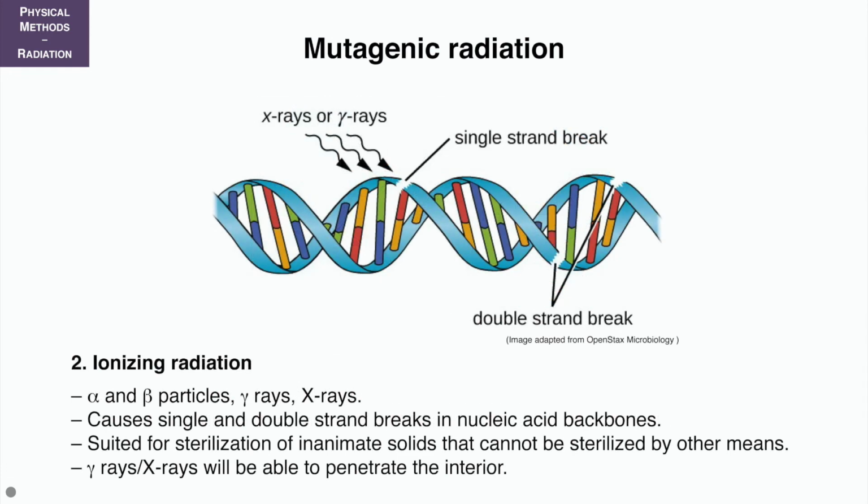Ionizing radiation, such as X-rays as well as alpha, beta and gamma radiation, can fracture the backbone of nucleic acids. X-rays and gamma radiation have the added benefit of being able to penetrate solid materials, which allows for the sterilization of solid interiors.